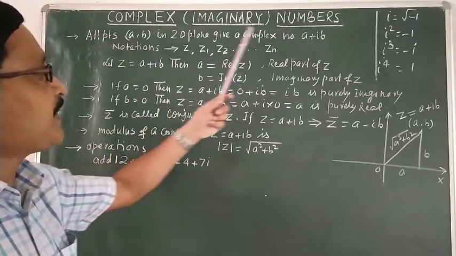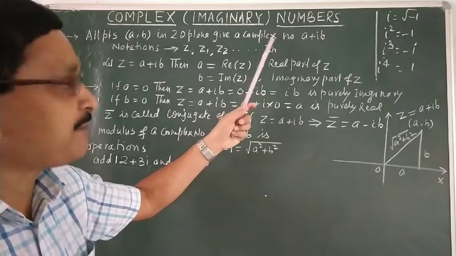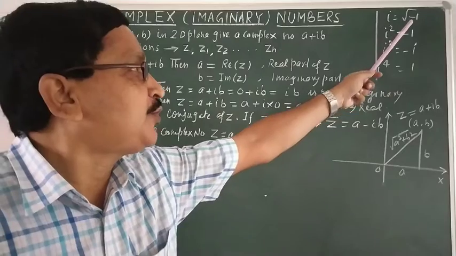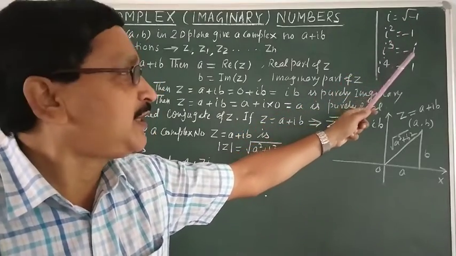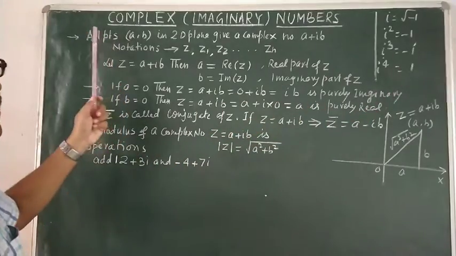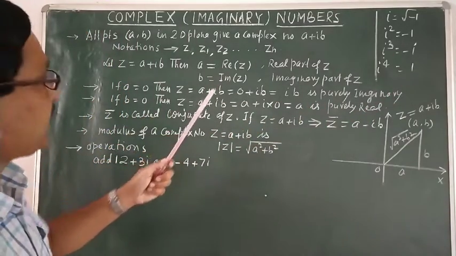So this is the complex number. This is also called imaginary number. From the previous video we know that i is equal to root minus 1, i square is minus 1, i cube is minus i, i to the power 4 is 1. Now this is the basis of the complex number.